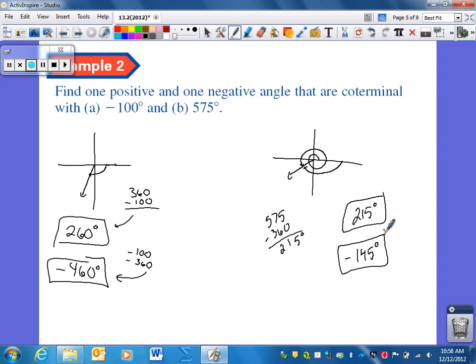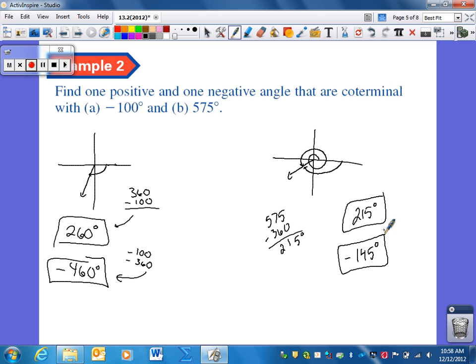If you remember from your geometry class, we talked about complementary angles, supplementary angles. What did complementary mean? Added up to 90. What's supplementary? They add up to 180. I don't know if there's a word for add up to 360, but it's that same kind of idea.